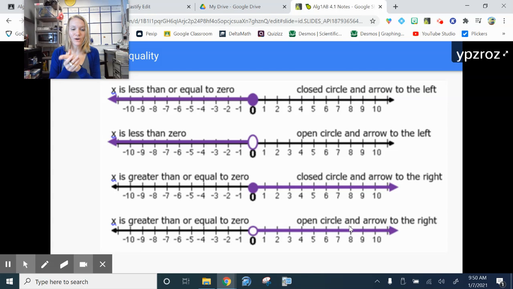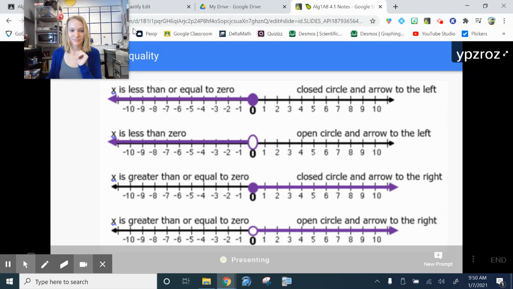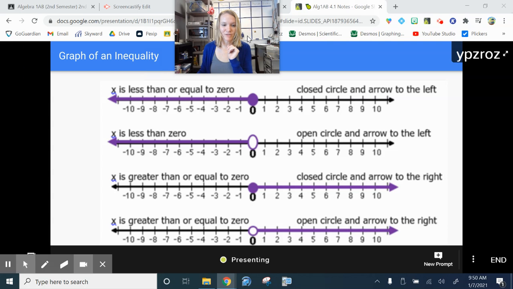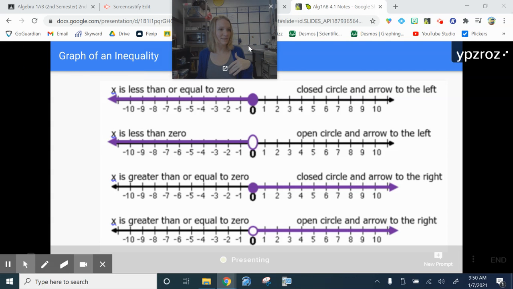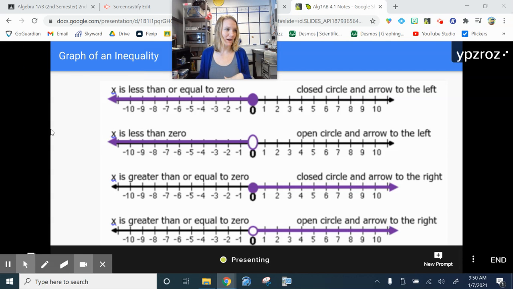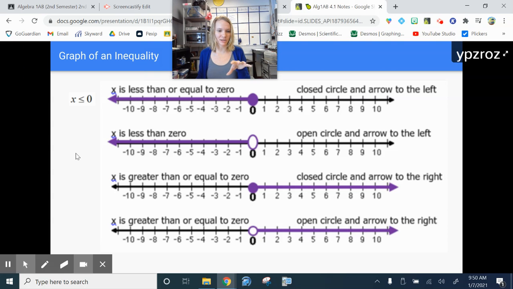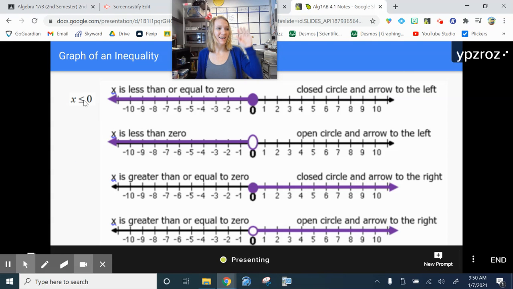Okay, so graph of our inequality, we have 4 different ways that an inequality can be graphed based on the symbol. So we have x is less than or equal to 0. That's a closed circle with the arrow to the left. So our symbol has the x and then a less than with an underline, 0, because 0 is the number that we're rotating about.